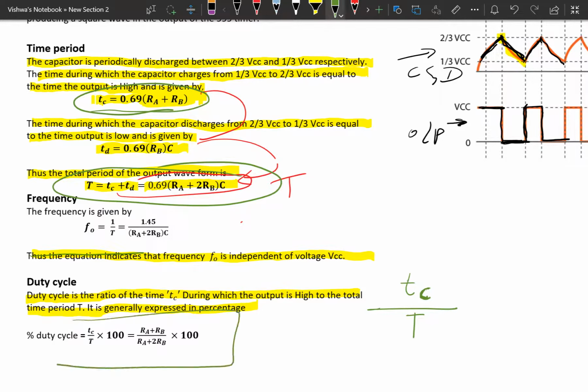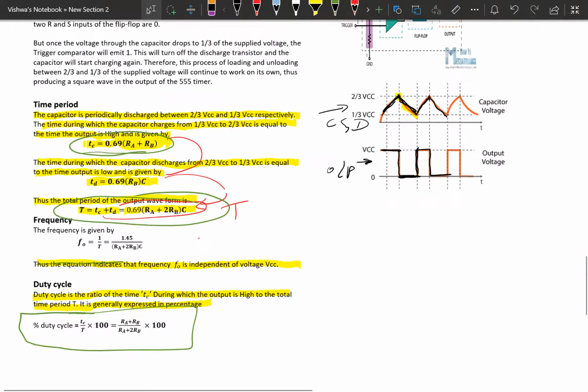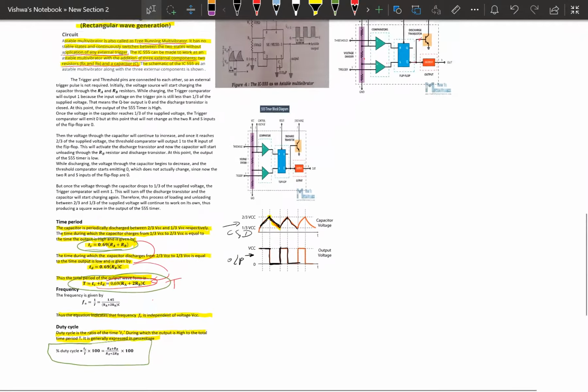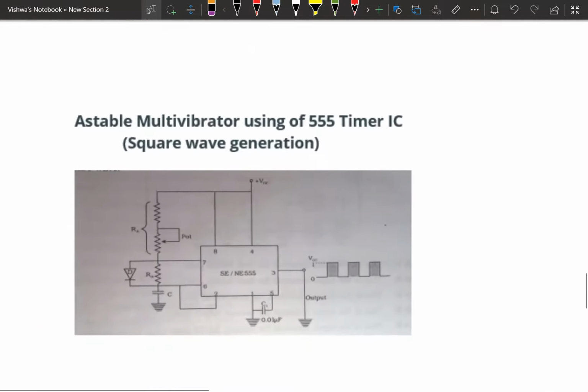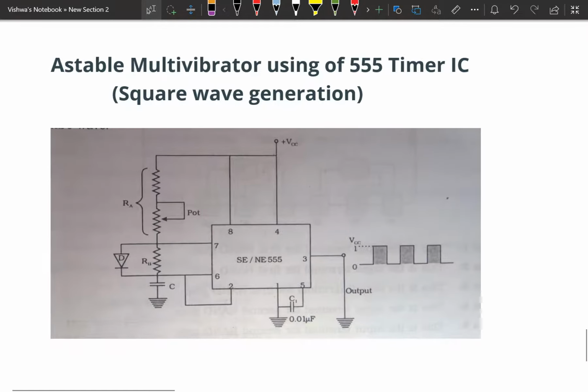This expression will give the duty cycle of the rectangular wave. So this is about rectangular wave generation. Next, the same circuit is used for generation of square wave, but we have to modify this circuit a little bit by connecting one more additional external component. So that is here, the astable multivibrator using 555 timer IC. Here we are going to generate square waves.